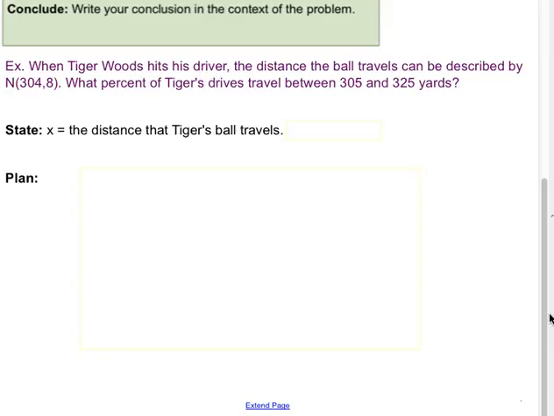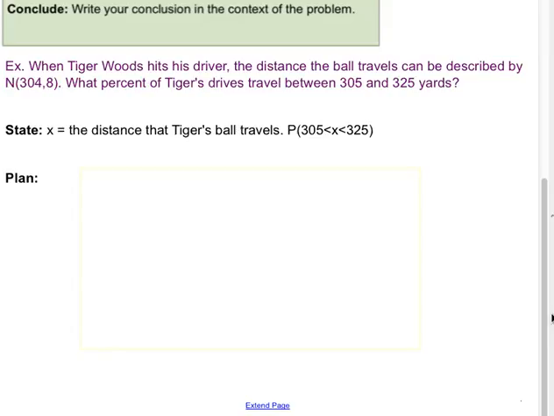So, what are we looking for? So state, we're just describing. Well, we're going to let x be the distance that his ball travels. And what we're looking for is the probability of it landing between 305 and 325, okay? Because that's going to be the percent, right? Probability and percents are kind of equivalent ideas.